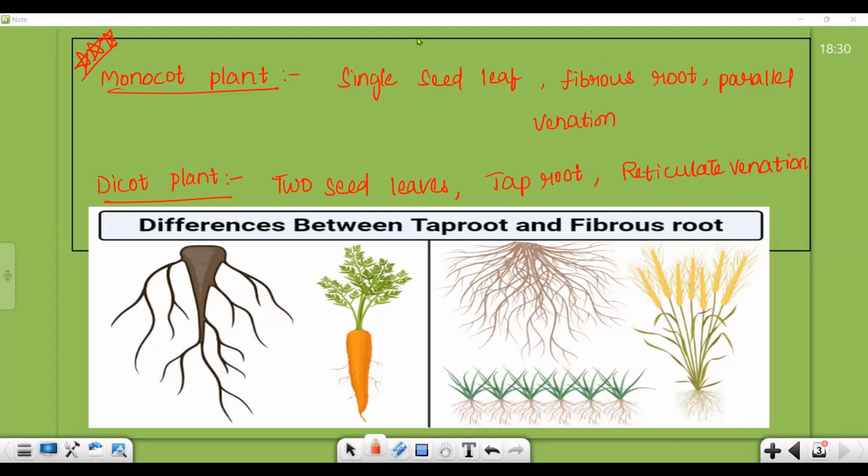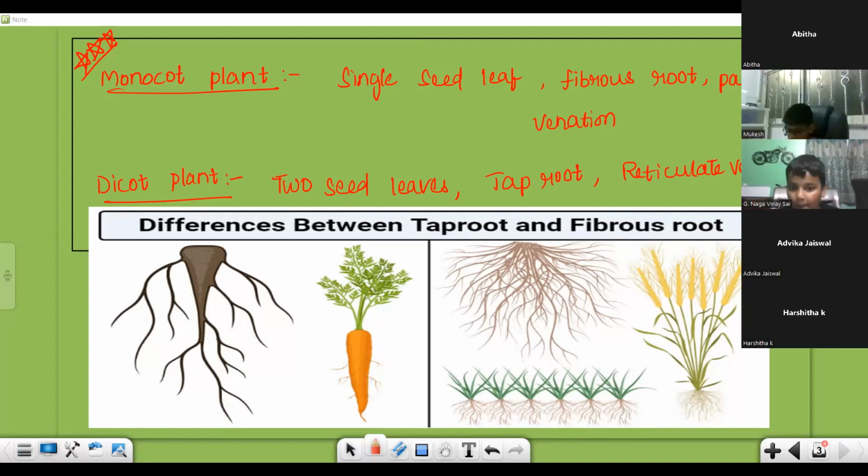Okay. So, in the case of carrot, this is the primary root which you are eating, and you can find the secondary and tertiary roots later. In the case of grass, corn, paddy, wheat, and everything, see how the roots are spread here. Clear? Shall I move on to the next slide?